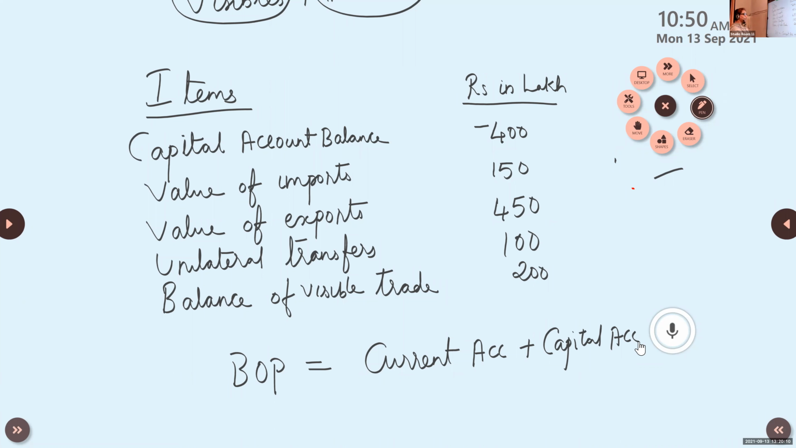Aishwarya, what do you mean by value of imports here? Value of imports is 150. No, what do you mean by that? This is the value of goods that has been imported. Is it written goods alone? Goods and services. That's what I told: when they have given something, just understand the question properly.